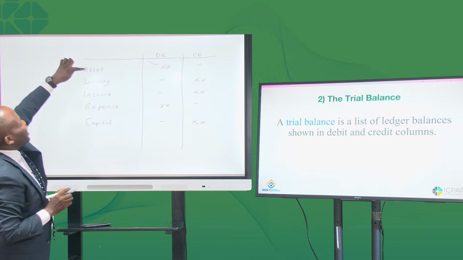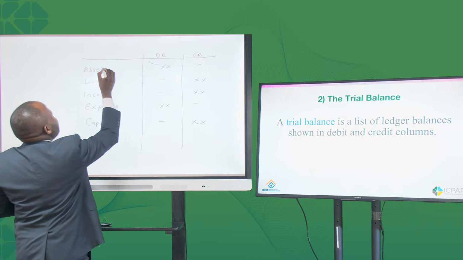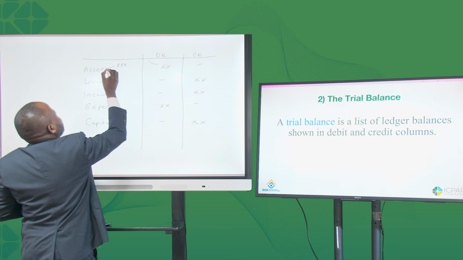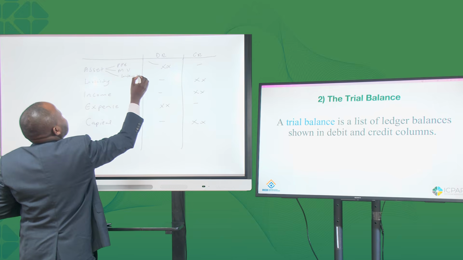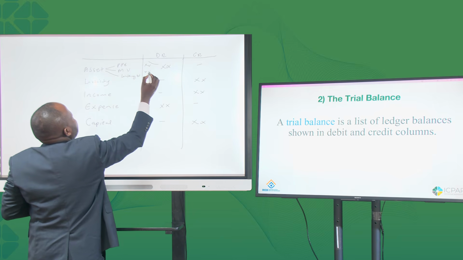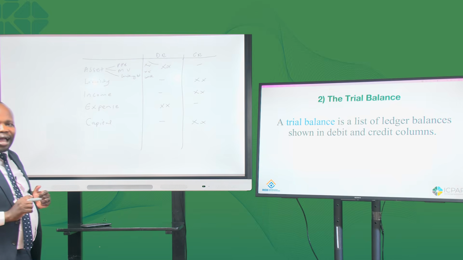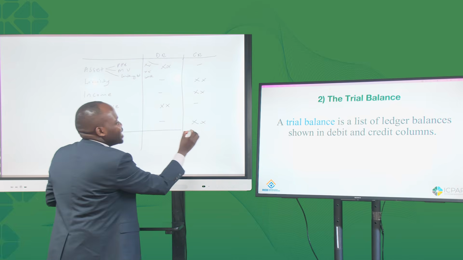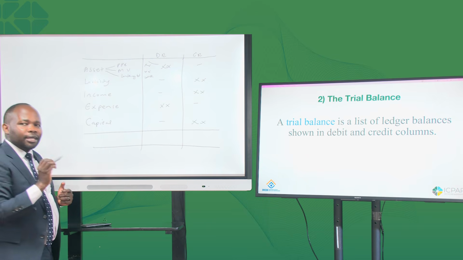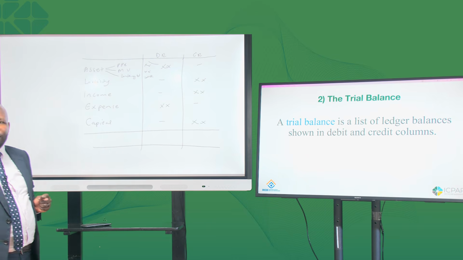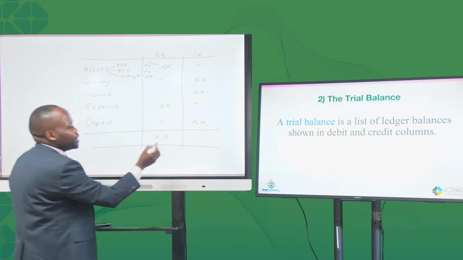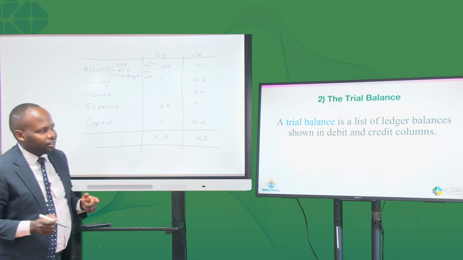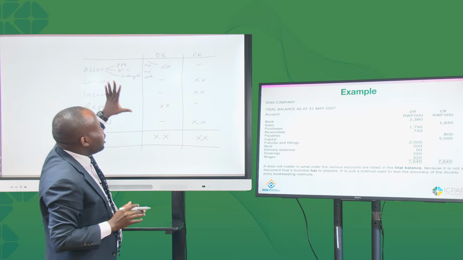What does that mean? There can be several assets. There can be an asset on PPE, property, plant, and equipment. There can be an asset on motor vehicle. There can be an intangible asset. All will be posted on the debit side, so long as it's an asset. And then you come and have your totals. If all your ledger postings were correct, the total in the debit side should be equal to the total on the credit side.